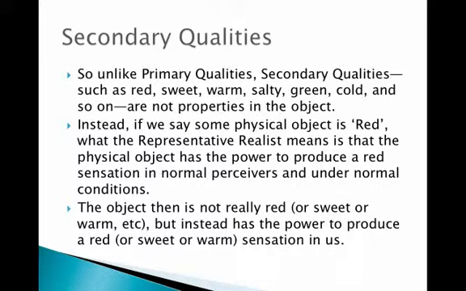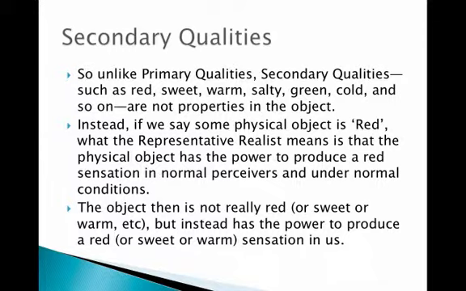So unlike primary qualities, secondary qualities such as red, sweet, warm, salty, green, cold, and so on are not properties in the object. Instead, if we say some physical object is red, what we mean as representative realists is that the physical object has the power to cause a red sensation in normal perceivers such as us and under normal conditions. So then the object is not really red, but instead the object has the causal powers to produce or cause a red sensation in us.